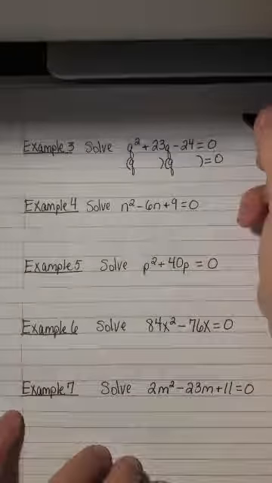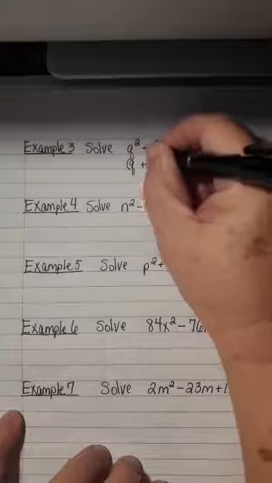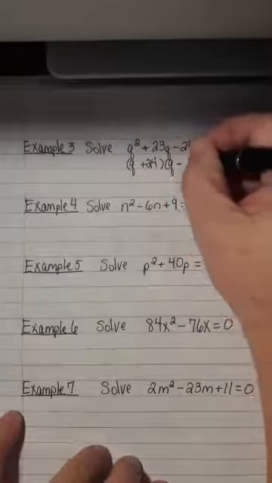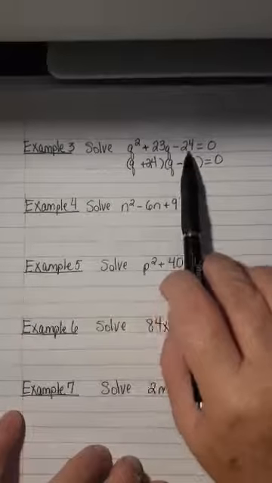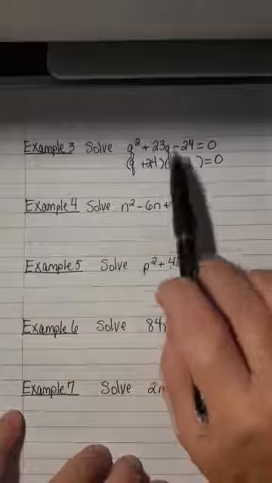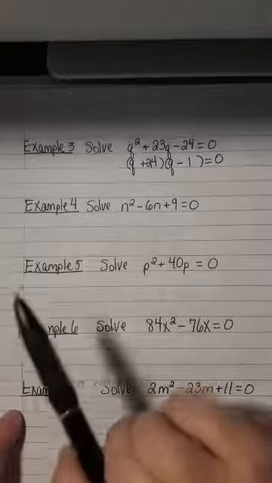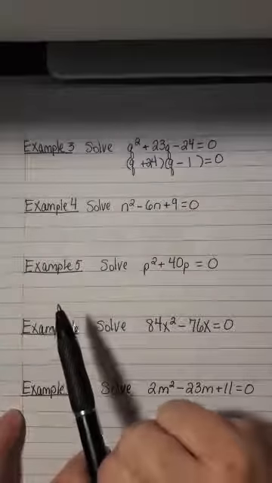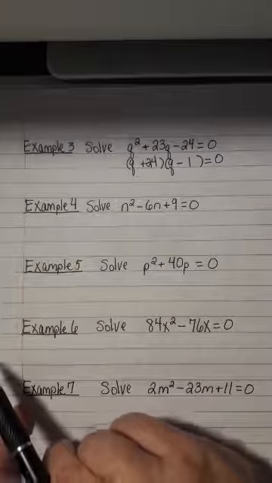So that means that you're going to have a positive 24 times a negative 1. Positive 24 times negative 1 is negative 24. And positive 24 plus negative 1 is positive 23. So that's factoring. We've already had a test on that. And then once it's factored, you just do what we did in example 1 and 2. You do the zero product property.